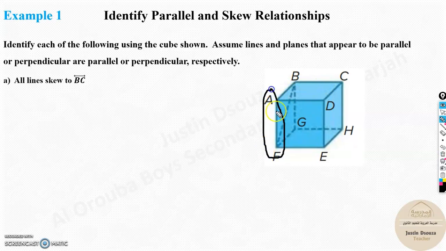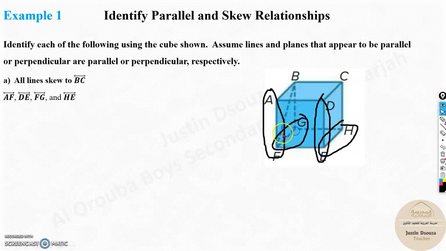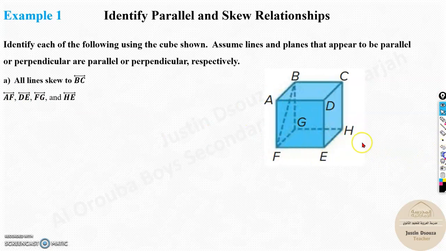Say, for example, AF, DE, even EH, and GF. These are the skew lines: AF, DE, FG, and HE. So just remember, don't consider the parallel lines; consider the non-parallel ones which do not touch this line or do not intersect it. You can't consider AB or FB or any of these because they touch this line. Okay, so that is about skew lines.